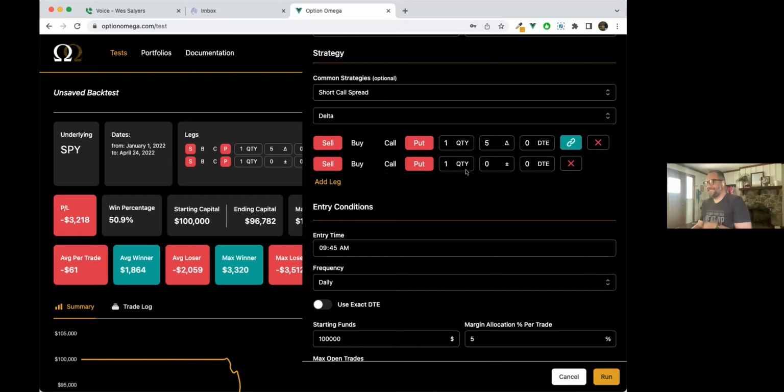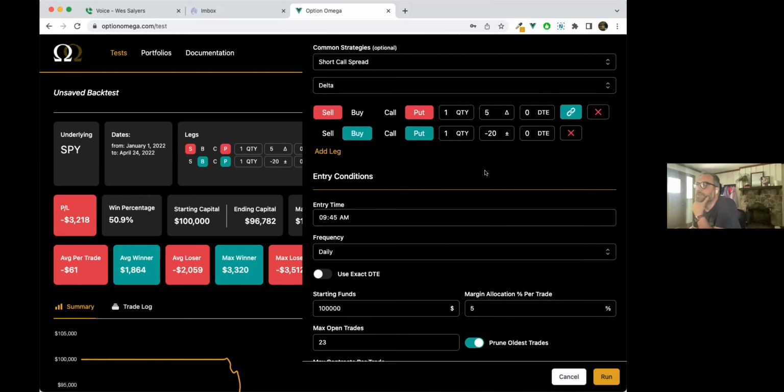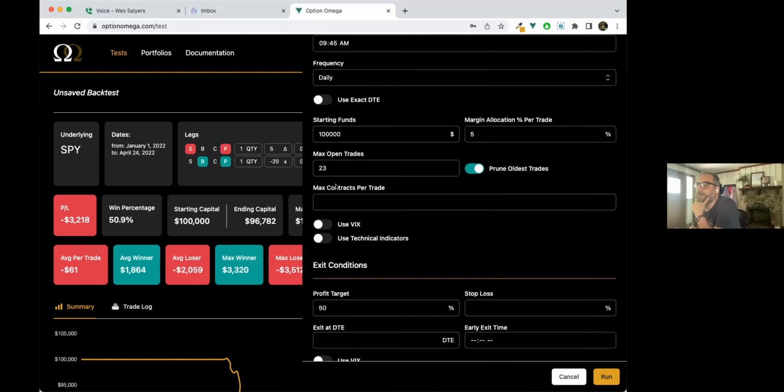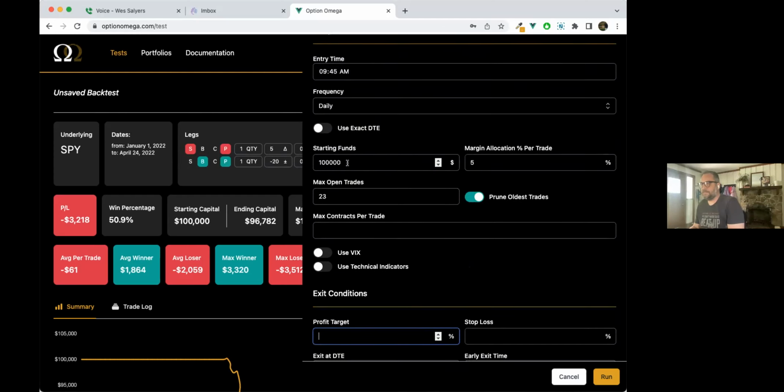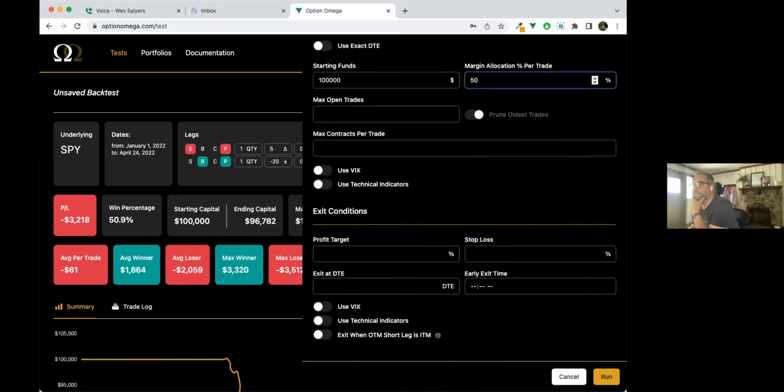20 wide, 20 wide. Okay. So we're going to sell this 20 wide. That's a 5 delta put, a 20 wide spread there. We're going to open it at 9:45. I imagine you probably need to do your margin allocation up more than 5% with that, right? Oh yeah, you'd probably be putting on a $100,000 account. What are you putting on there? Well, 20 wide. 50%. Let's do 50% allocation.